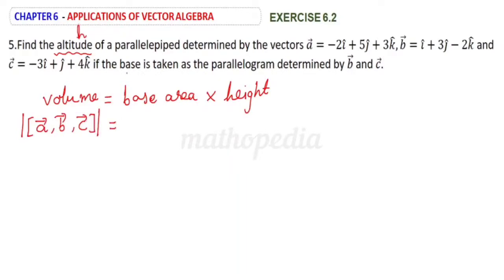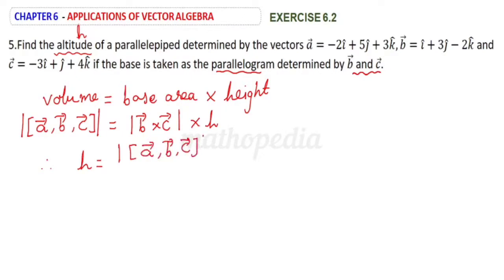See here, it's given the base is taken as the parallelogram determined by b vector and c vector. So what is the area of a parallelogram? Modulus of b vector cross c vector. So this is the base area into height h. Therefore h is equal to modulus box product ABC divided by modulus b cross c.